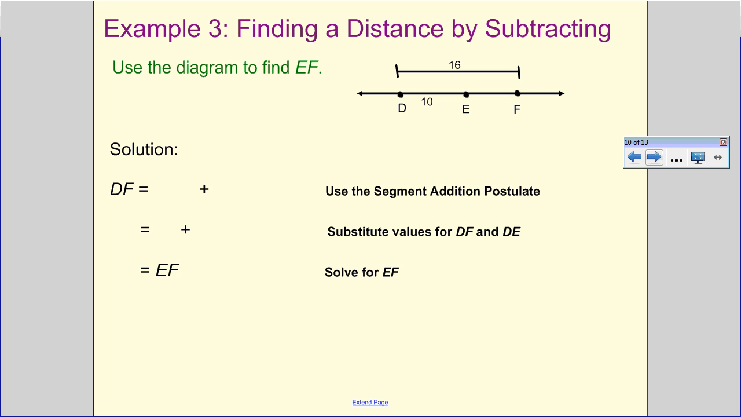All right, now what we're going to do is find distance by subtracting. When we said adding segments, you should know that subtracting goes right along with that. So what we want to do is use the diagram, use all the information they give us to find EF. We're looking for this right here. So hopefully you recognize that we have this segment addition. We have these 2 smaller segments.